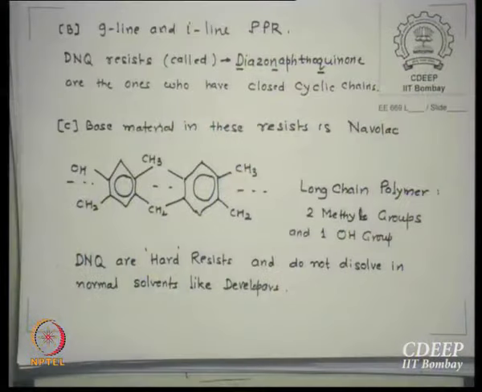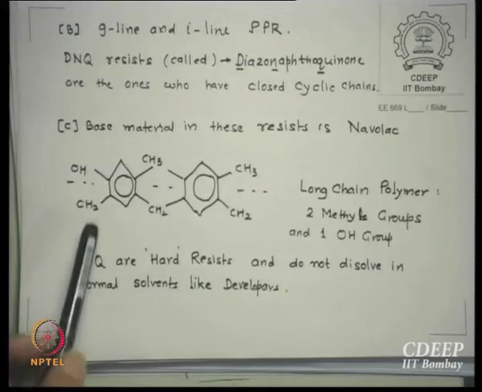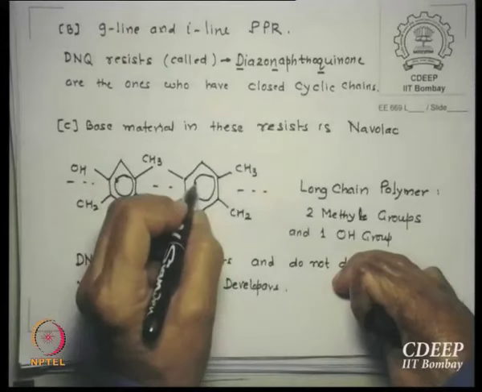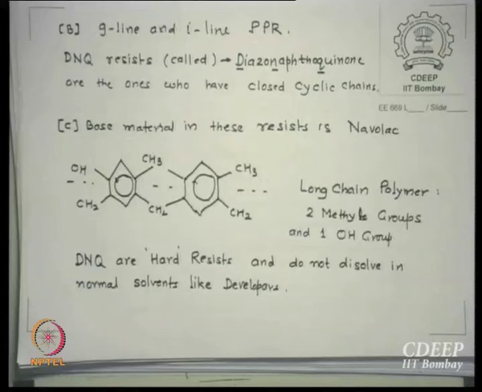So let us look at G-line, I-line. The old ones are generally PPRs, and these are called DNQ resists, diazonaphthoquinone. DNQ, diazonaphthoquinone. These resists are G-line and I-line PPRs, the ones with closed cyclic chains. You can see from here, typically the resin chain is shown here. Those who are chemistry oriented should also see, if this is the orientation here, this will be the orientation here. So there is some chemistry involved, but we will not go into that detail.